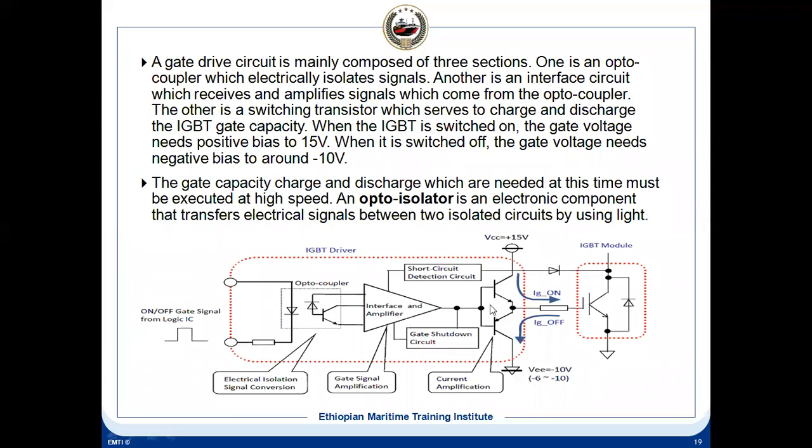When the IGBT is turned on, the gate voltage needs a positive bias of plus 15 volts. When switched off, the gate voltage needs to be negative, around minus 10 volts. So this is a circuit which is driving the IGBT gate. Here you can see the gate. The gate is given a signal like this, a logic signal coming from a processor when you want to turn it on or off. This signal is given to the gate. This is the gate, and this is the IGBT module.